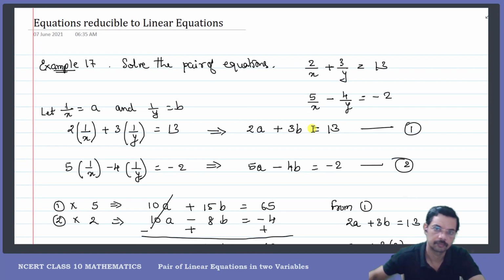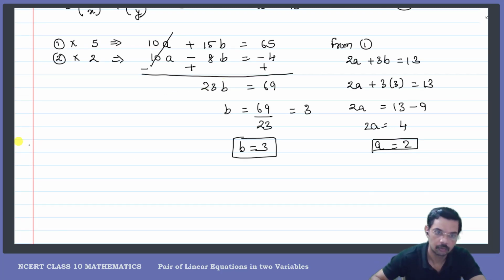Now, see, what was our question? Solve the following pair of equations. So, solution means what? The value of the variables given in the question. Here, our variables are x and y, but we have got a and b. So, 1 by x is equal to a and 1 by y equal to b. We know that. So therefore, what is 1 by x?